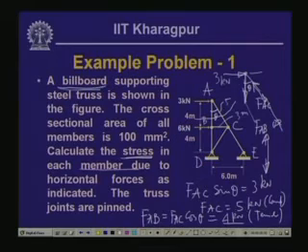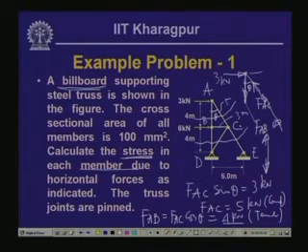So 5 kilonewton divided by the cross sectional area of 100 millimeter square will give us the stress in FAC, and correspondingly 4 kilonewton divided by 100 millimeter square will give me the stress in FAB. Likewise, we will have to compute the forces in this bar, in this bar, in this bar, and in this bar.